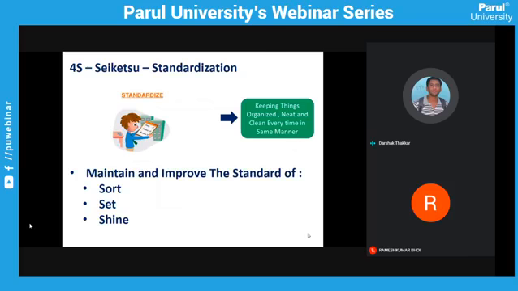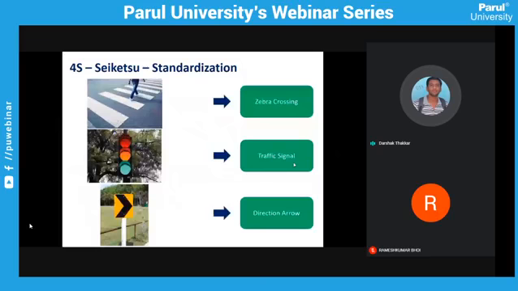Suppose we can say keeping things organized, neat and clean every time in the same manner, maintaining and improving the standard of sort, set and shine. Whatever we have implemented in 3S, we have to maintain and improve its standard. Some day-to-day life standardization examples are zebra crossing, traffic signal and direction arrow.